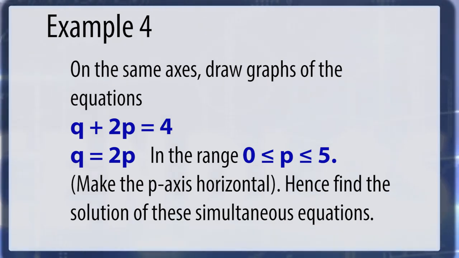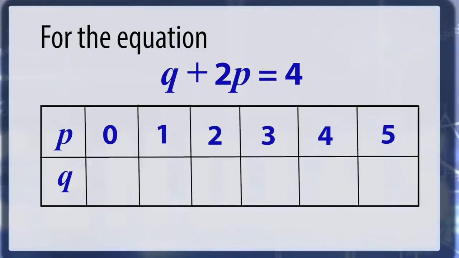Now, we are given the range from 0 to 5. So we take values of p from 0, 1, 2, 3, 4, and 5, and find their corresponding q values. So for the equation q plus 2p is equal to 4, when p is equal to 0, we have q plus 2 times 0, which is equal to 4. And that will give us q is equal to 4.